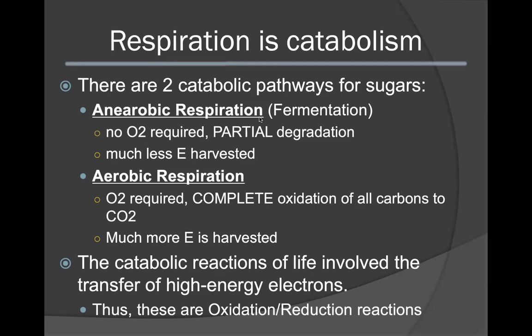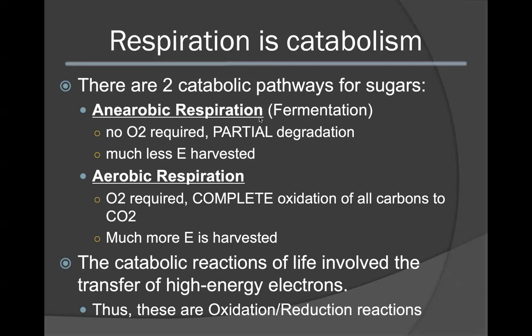Aerobic respiration, on the other hand, uses oxygen, and in this case, we have complete oxidation of all the carbons to carbon dioxide. This means that every single carbon in that sugar molecule is going to be oxidized. Those electrons are going to be stripped away from the carbon and used to eventually make ATP molecules. In aerobic pathways, much more energy is going to be harvested, so the aerobic pathways are considered to be much more efficient at harvesting the energy from sugar molecules.